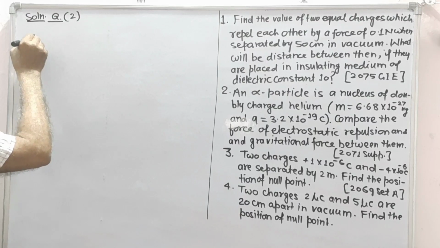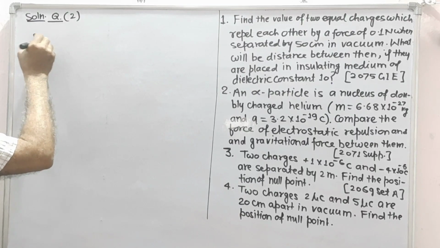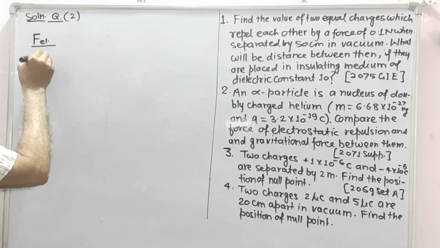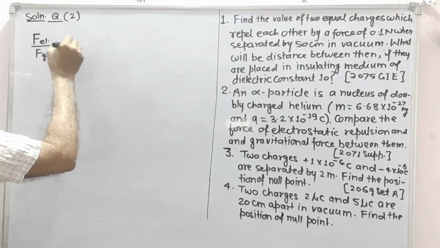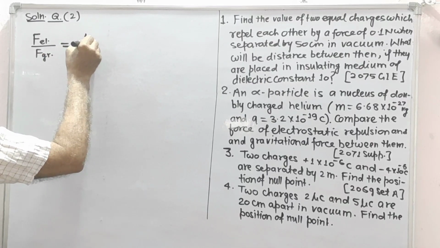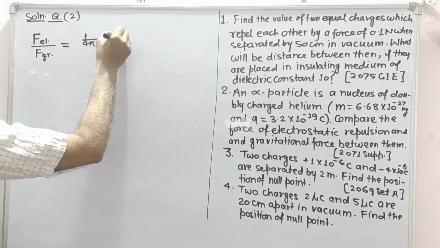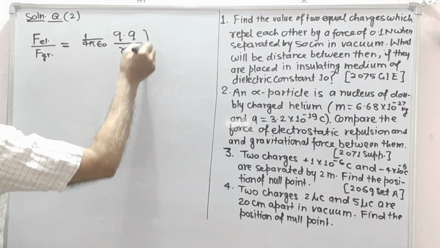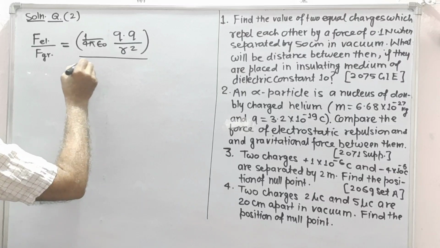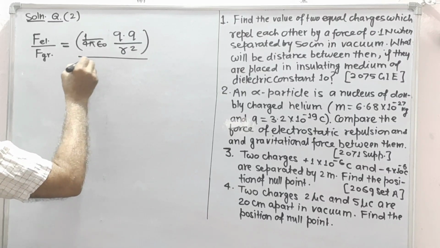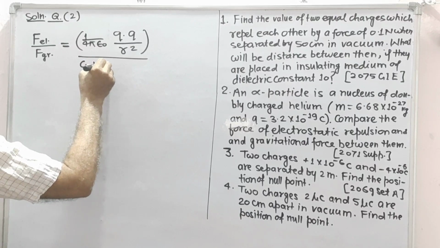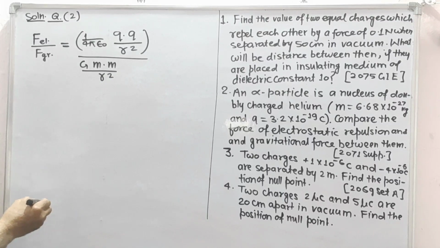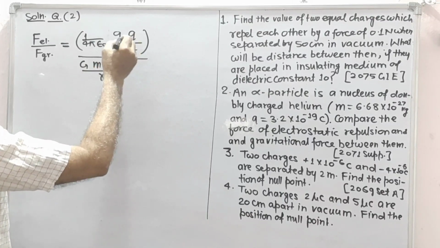Here we have to find the ratio of electrostatic force upon gravitational force. Electrostatic force will be 1 upon 4 pi epsilon 0 Q1 Q2, because both have the same charges, upon r square. Gravitational force from Newton's law of gravitation is G m1 m2 upon r square, because m1 m2 is the same m and q1 q2 is also the same, equal to q.